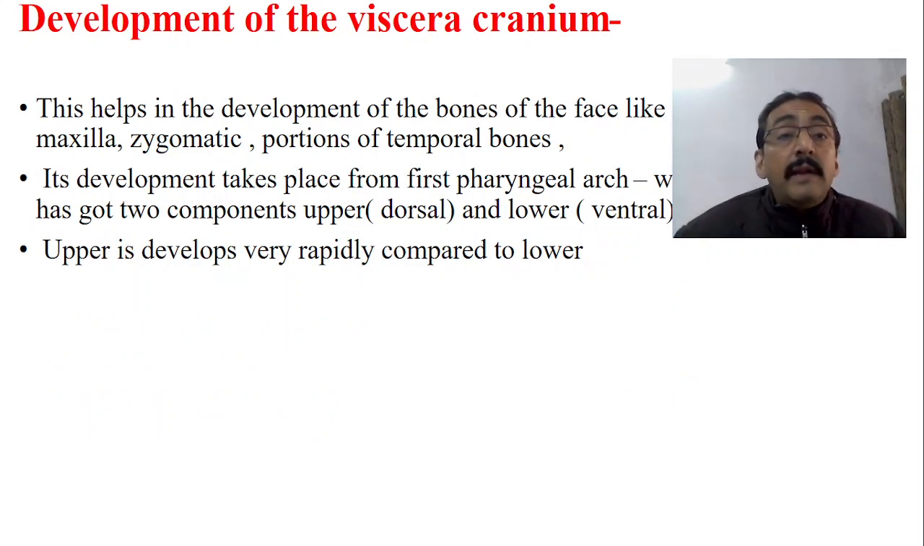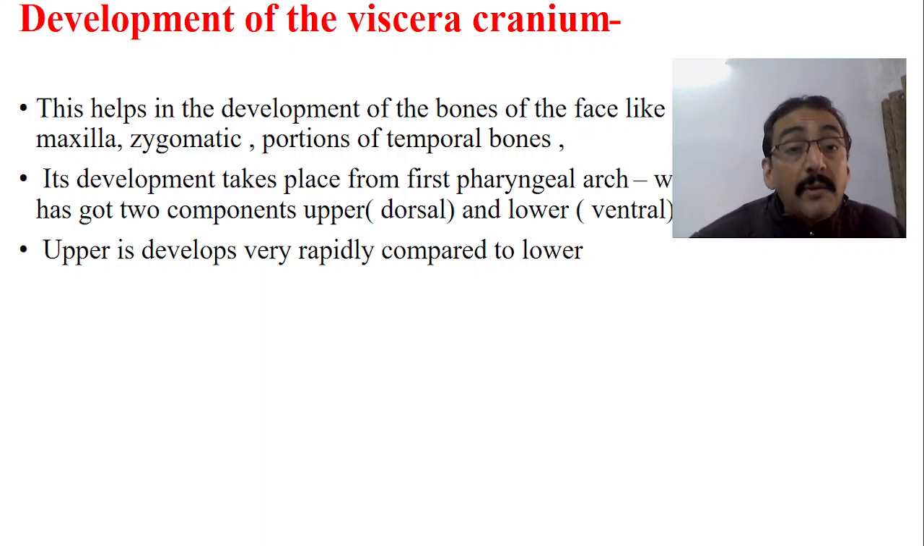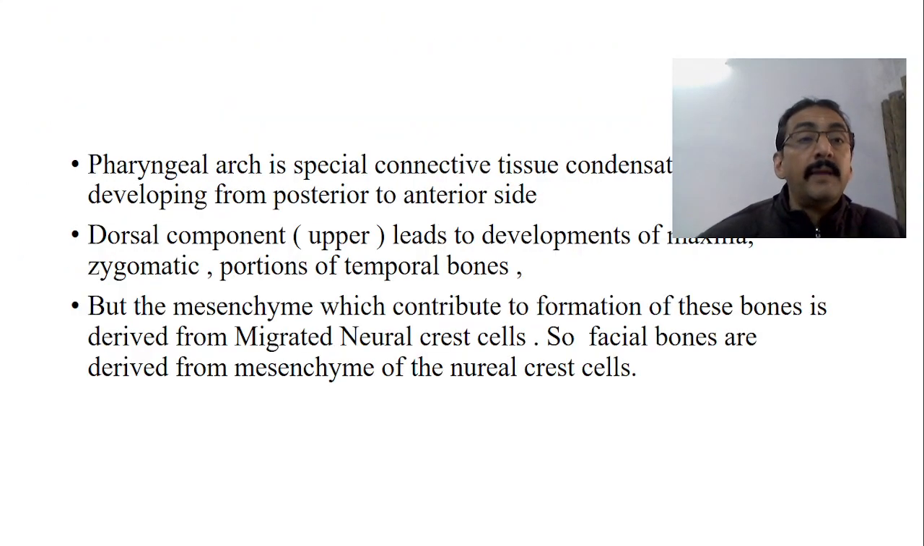Now, the facial skeleton is the development of the bones of the face, like maxilla, zygomatic, and some portion of the temporal bones, etc. Its development takes place from the first pharyngeal arch. We have discussed the pharyngeal arch, which has two components, upper and lower. Upper is dorsal, lower is ventral. Upper is developed rapidly when compared to the lower one. The pharyngeal arch is a special connective tissue condensation which develops from the posterior to anterior side.